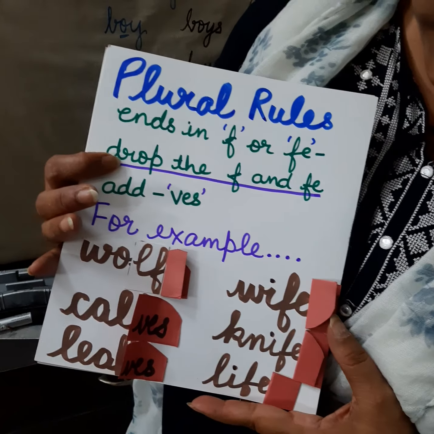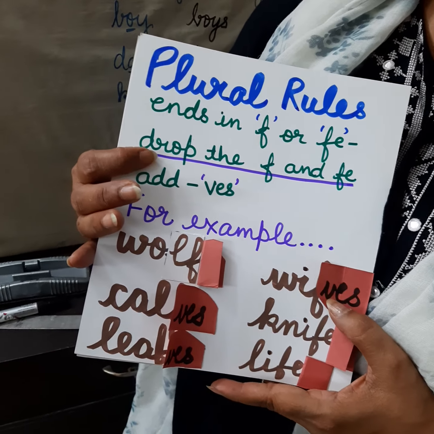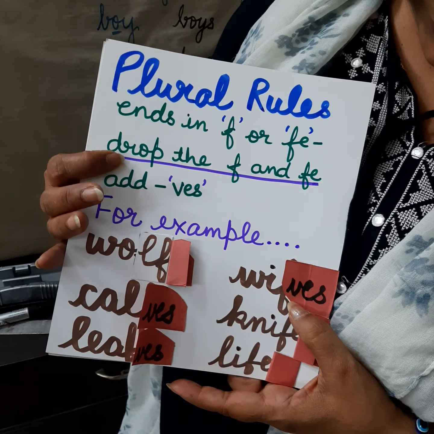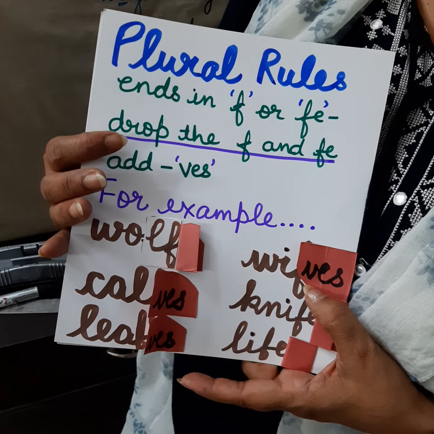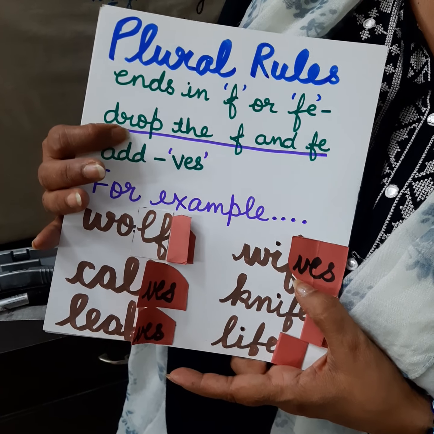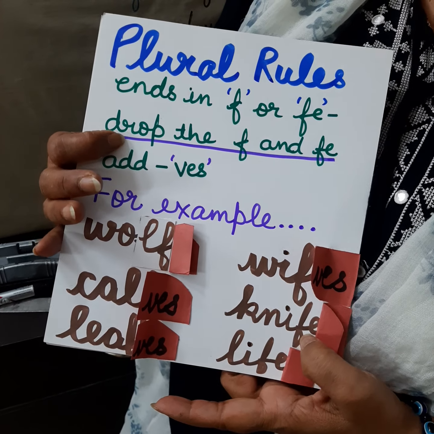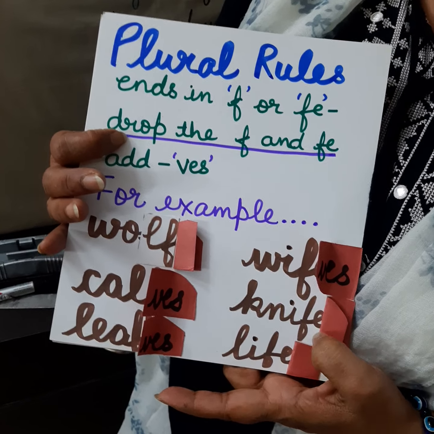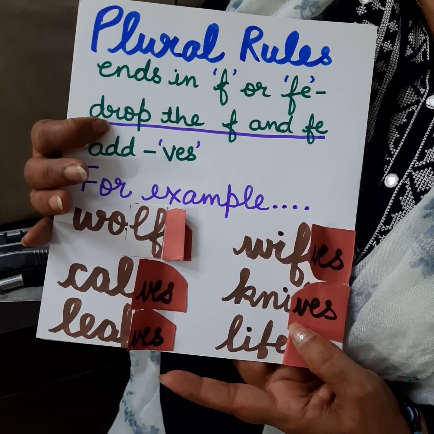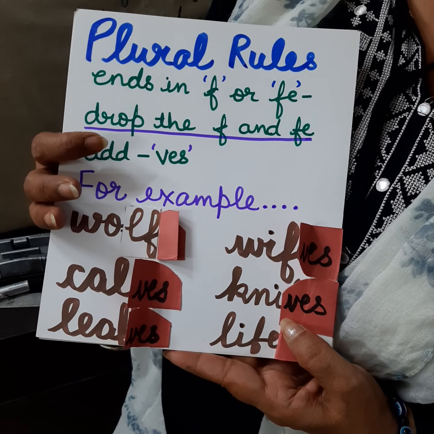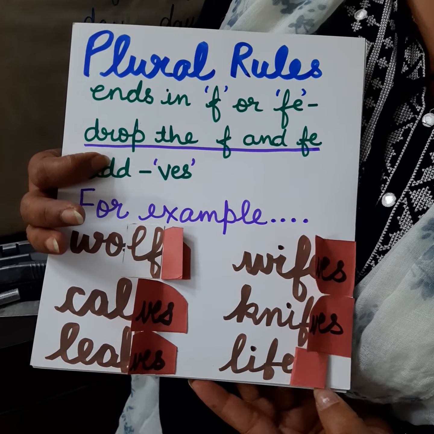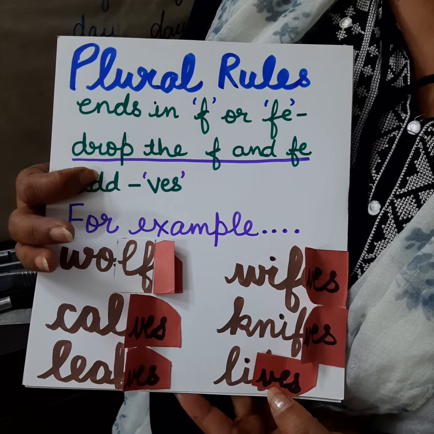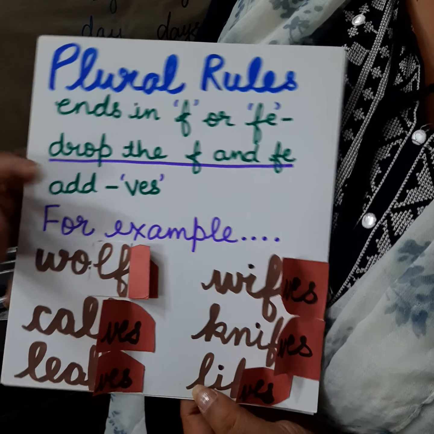Now here we have wife. We will replace this FE and we will write VES, which will be the plural word of wife, that is wives. Now here we have knife. We will replace this FE with VES and it will give you the plural of knife, that is knives. Here we have life. Same way we will replace it and it will give you lives.